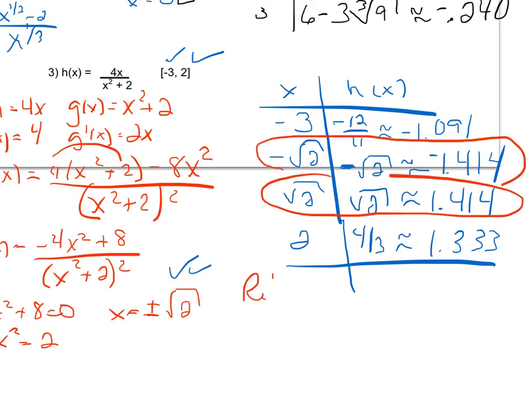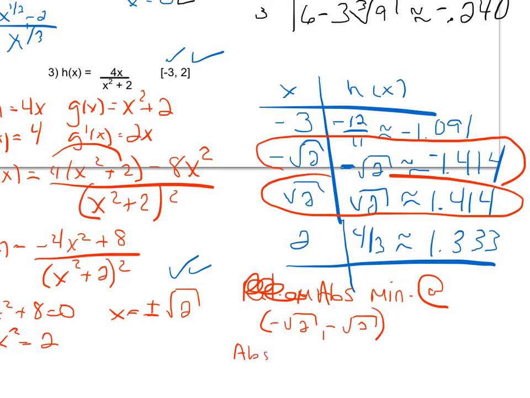So last thing I do is I have a relative minimum. Sorry, it's not relative. We're not there yet. I have an absolute minimum at the point negative square root of 2, comma negative square root of 2, and I have an absolute maximum at the point square root of 2, square root of 2. And that is it for finding absolute minimums and absolute maximums on a closed interval.